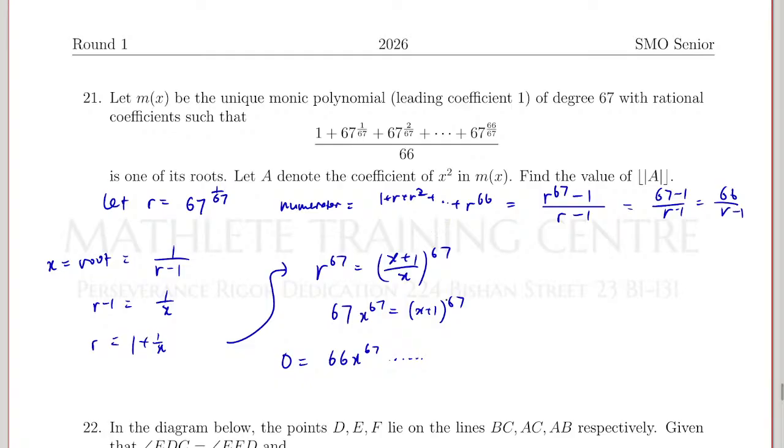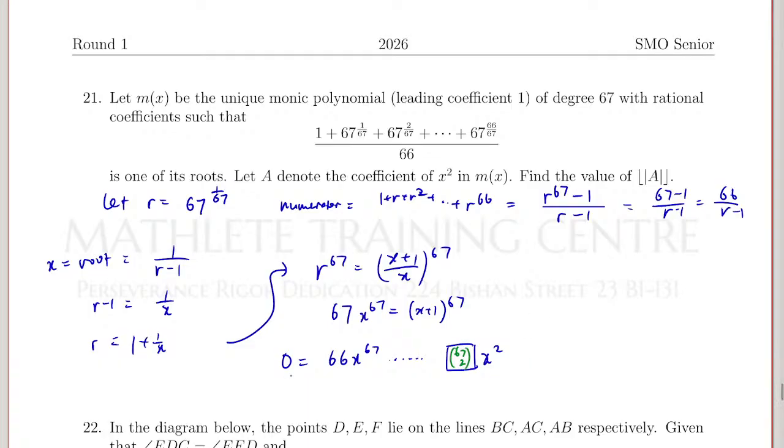Now, what is the x squared term? What is the coefficient here? Well, there's not going to be anything from the left-hand side, so it's only from the right-hand side. And when you expand the right-hand side, you need to use the binomial theorem. So this number here will be exactly 67 choose 2.